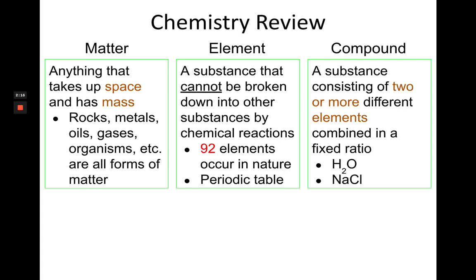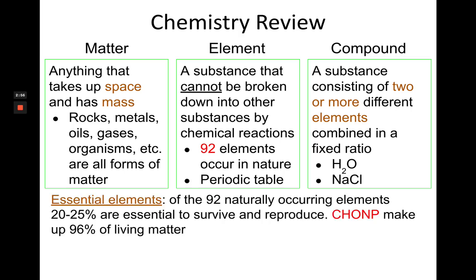So we'll only concern ourselves with the 92 natural elements. Finally, if we take two or more elements and combine them chemically in a fixed ratio, we've created a compound. Compounds are really important as we move into this discussion of things that are important for life. If we look at the chemical example of H2O, water, every molecule of water has 2 hydrogens for every 1 oxygen. Another example would be sodium chloride, or table salt. For every molecule of table salt, there's 1 sodium to 1 chlorine.